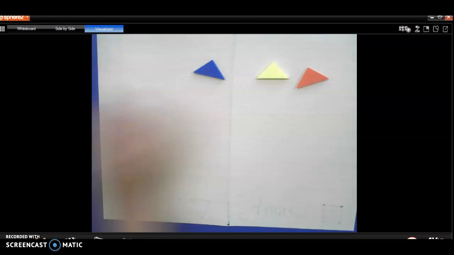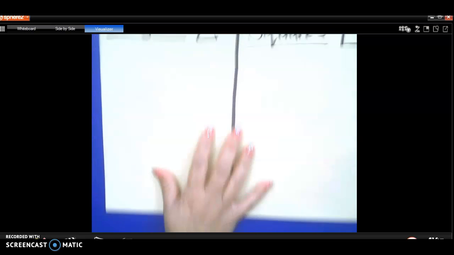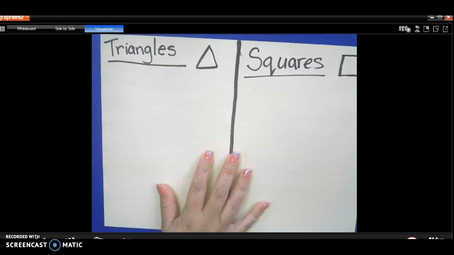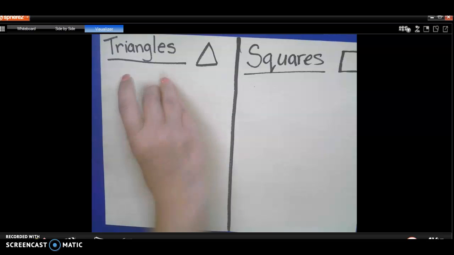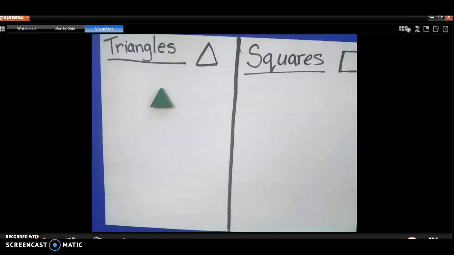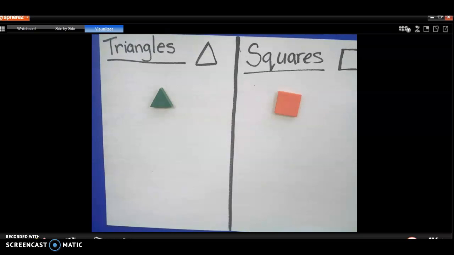Okay, so when you are sorting, it's very important to know what attribute we are sorting. How does it look? Are we sorting by the shape, by the color, or the size? But for today's homework, you're going to be sorting by shapes. So again, you're going to put all the triangles on this side and all the squares on this one. Okay?